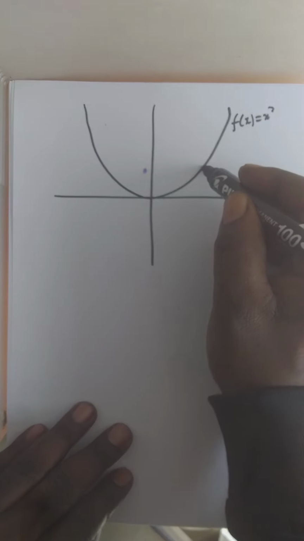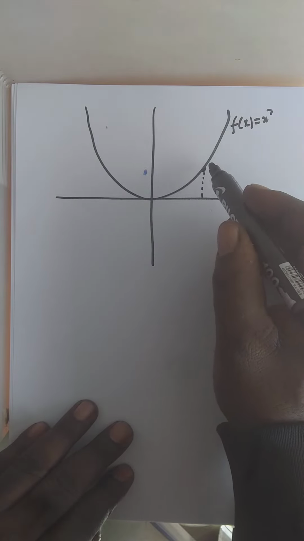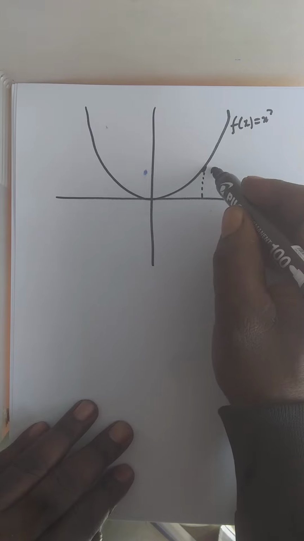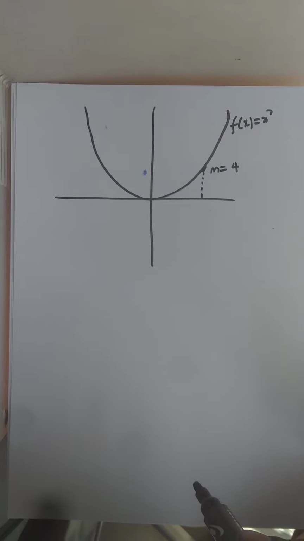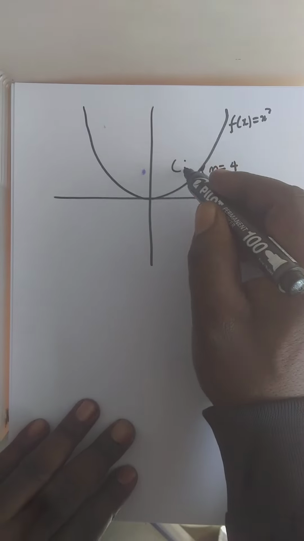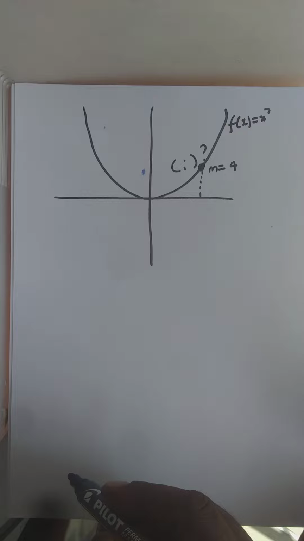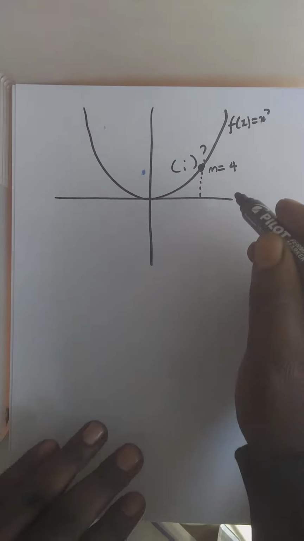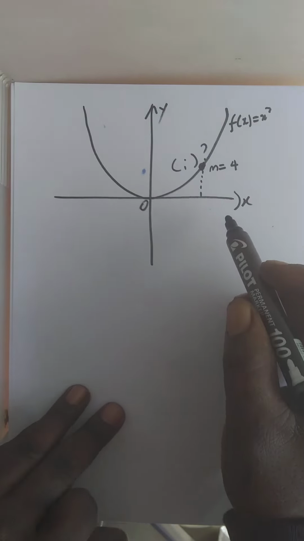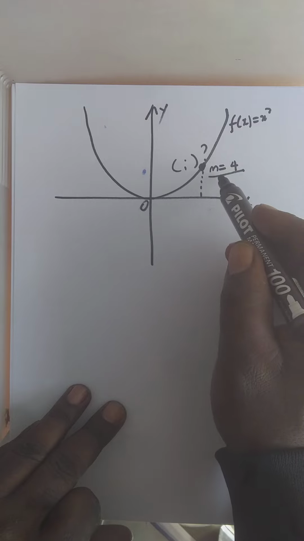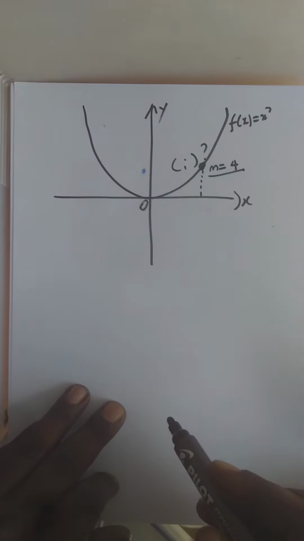Sometimes, let us say, they tell you that at this point, the gradient of the curve is equal to 4. And they want you to find the coordinates at this point. They do ask that a lot. I'm not happy if I don't see these things. The gradient is 4. They say calculate the point where the gradient on the curve is equal to 4.